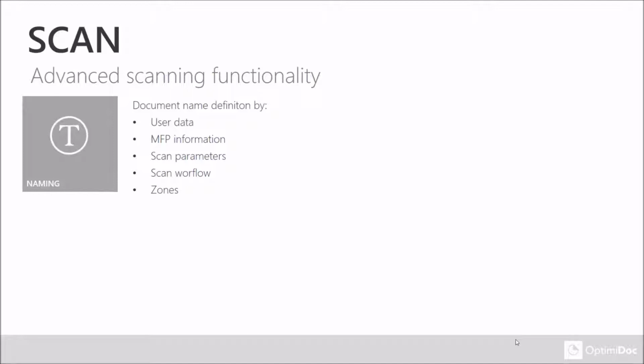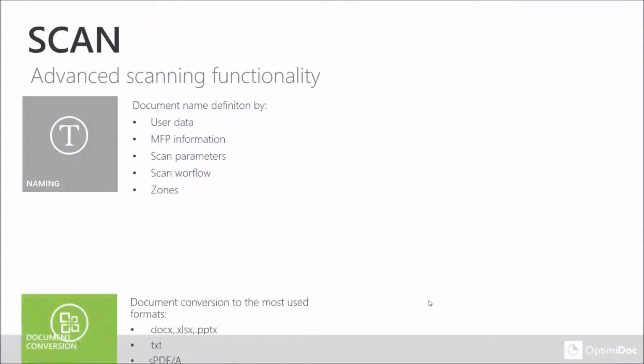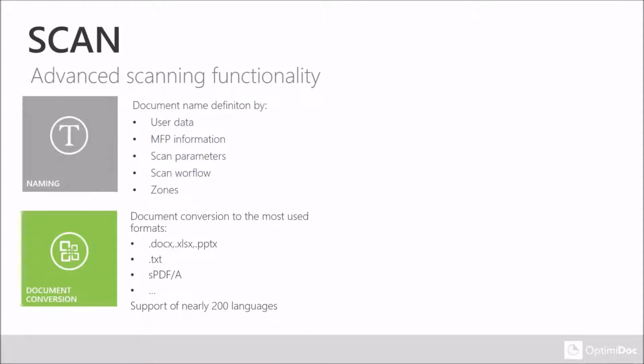Before we store the document, we need to define the file name. The name could be a combination of the data extracted from the document or obtained during the scanning process, like a user login, username, or for example the barcode value. When we define the final name, we can also convert the document to the final file type. We are supporting a lot of file types which are most commonly used, like Word, Excel, PowerPoint, or searchable PDF. For the OCR process, we are utilizing the FineReader engine, which supports nearly 200 languages, so you don't need to worry that your language will not be supported.